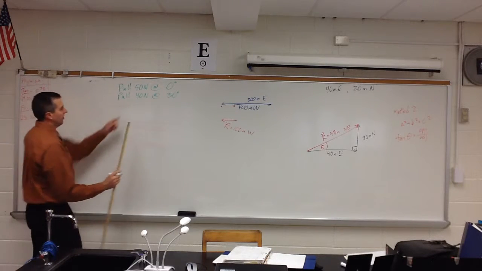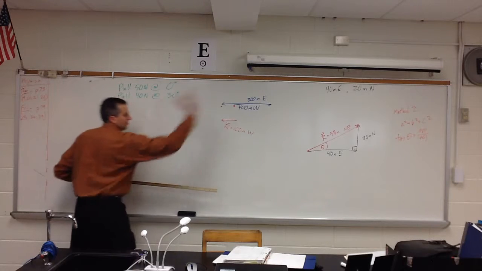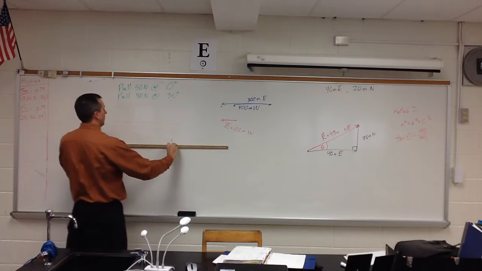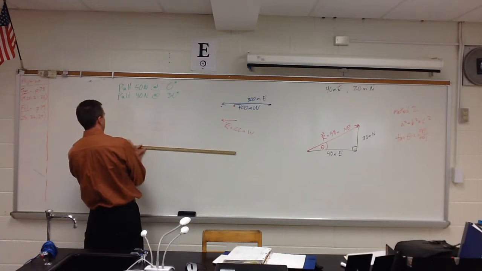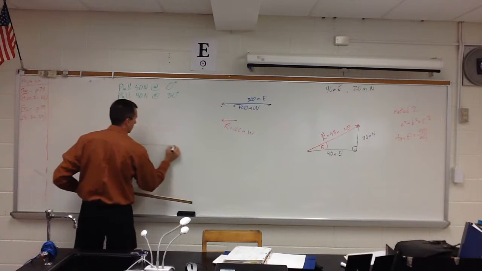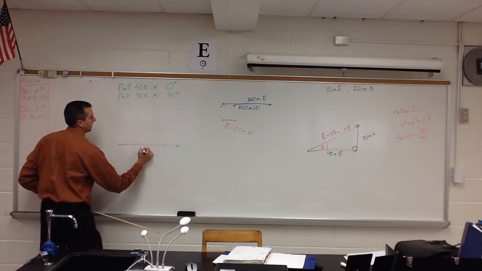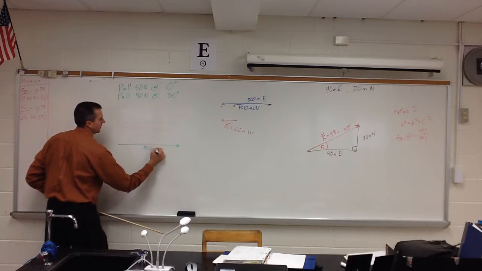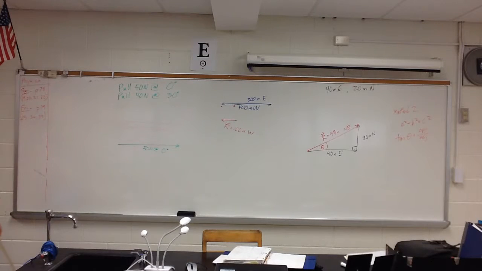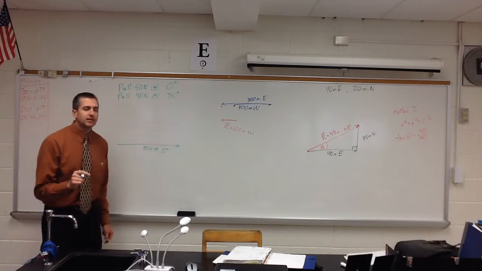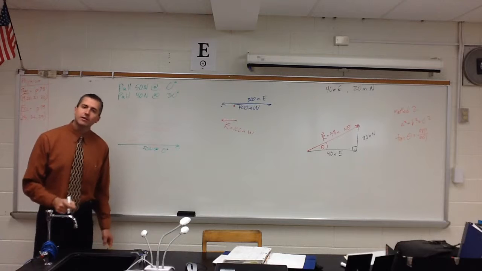All right, well, the 50 newtons at 0 degrees, let's say 0 degrees is that way. So the 50 newtons at 0 degrees would simply look something like this. Here's my 50 newtons at 0 degrees. But then where do I connect my 40 newtons at 30 degrees?